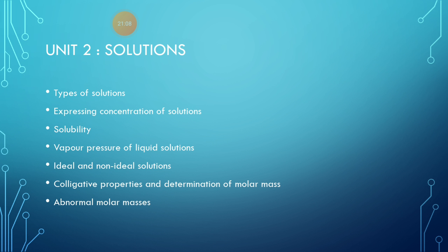For some solutions, the molar masses calculated by using these colligative properties are different. The difference is due to the association or the dissociation of the solute, and what the causes are, we are going to learn here in this particular point, which is known as abnormal molar masses.